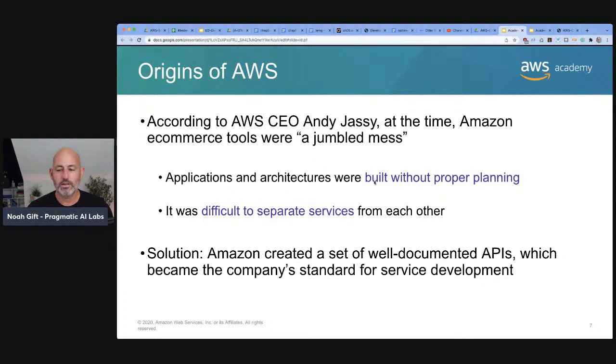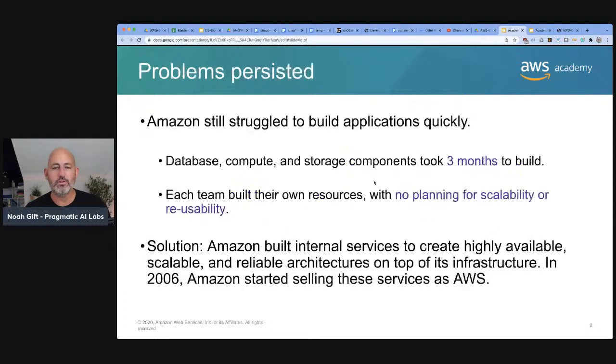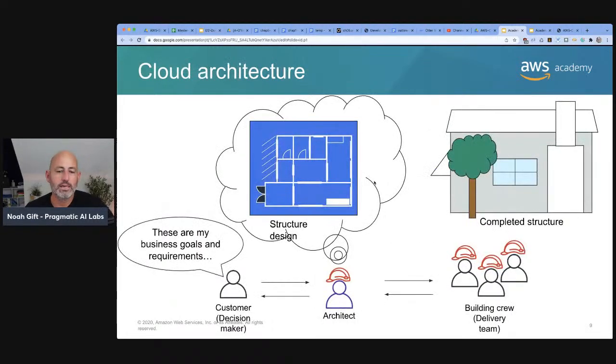And so Amazon went through this API-based approach. And so even though there were still problems, database compute and storage components took 3 months to build. And so they built internal resources at Amazon so that you're able to build things on top of this infrastructure. So in a nutshell, a cloud architecture involves business goals, the structural design, and then you build out the complete structure.